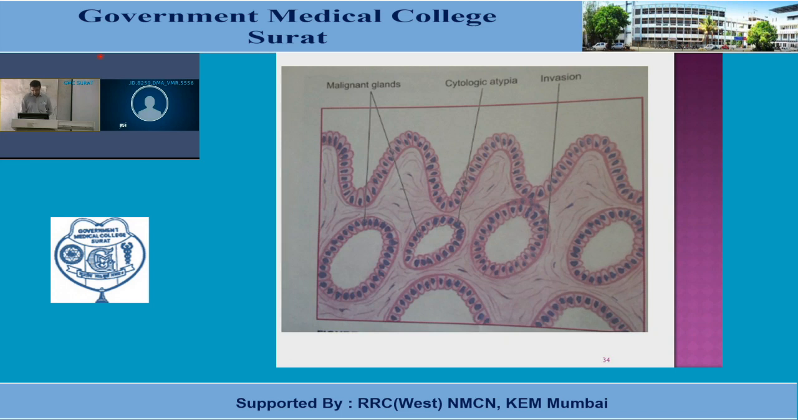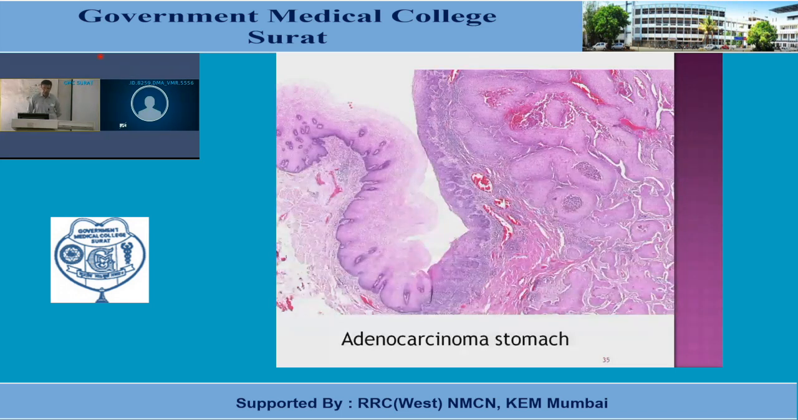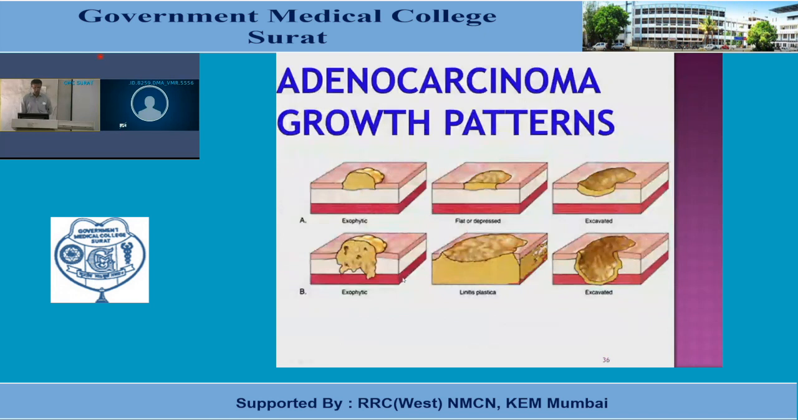See, here is the adenocarcinoma growth pattern. First is exophytic. So this is the beginning, while there is an advanced stage. Then the second one is flat or depressed growth, or linitis plastica or leather bottle stomach. And the third one is excavated. So these are the adenocarcinoma growth patterns.